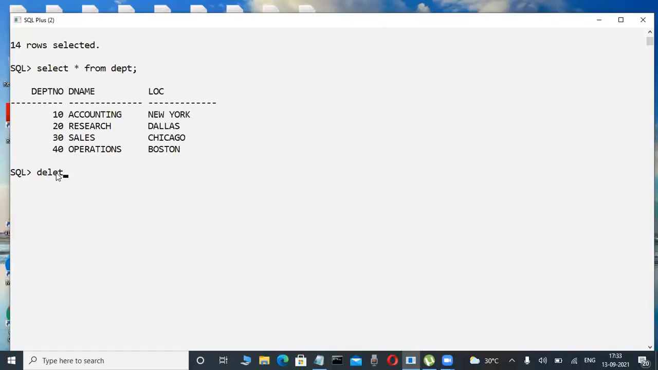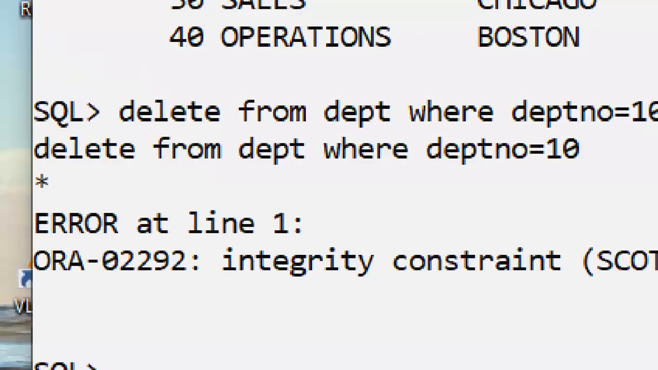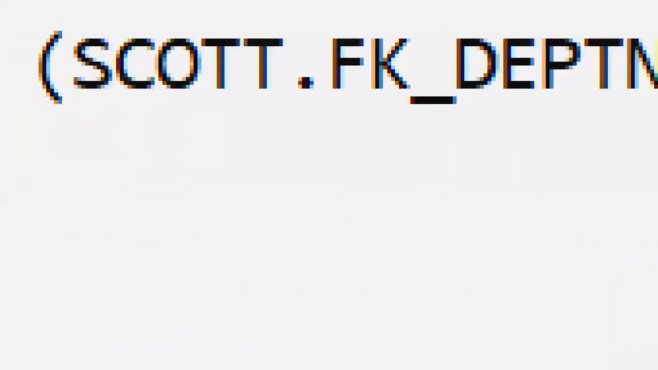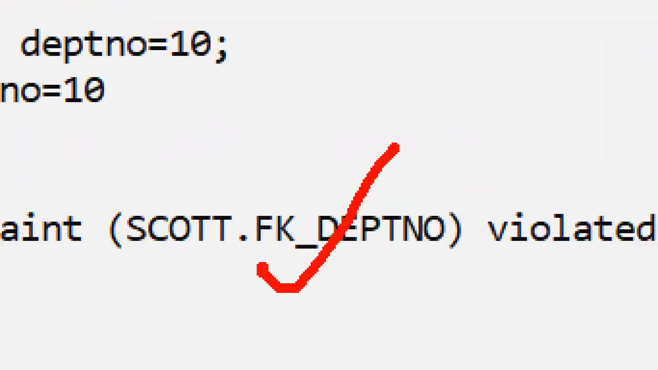Now let's check delete, the concepts we are learning in our course. Delete from DEPT where department number is equal to 10. We are typing it in one stage only. Now it will give an error. Observe, the server is telling us about the foreign key: child record found. This 10 is available in the EMP child table, 10, 10, 10. That's why you are unable to delete.